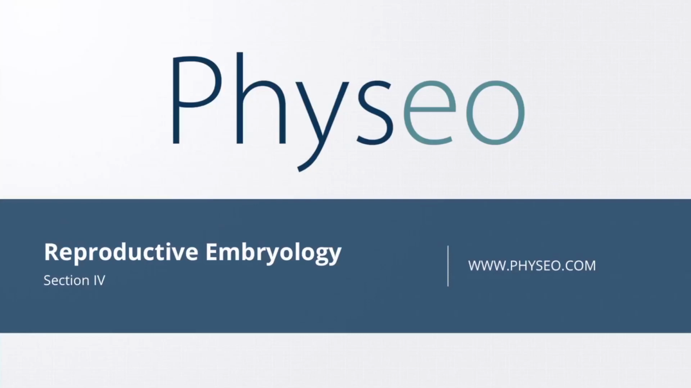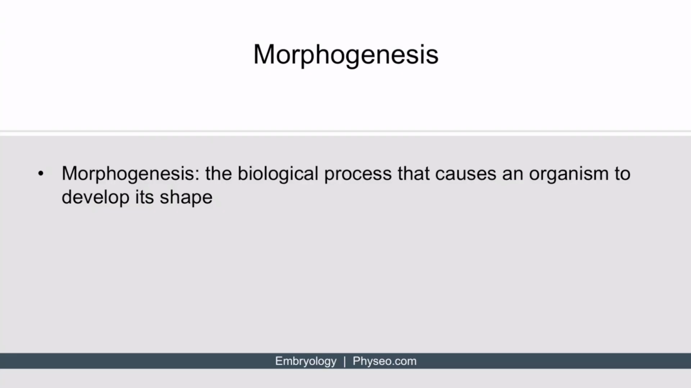Welcome to Section 4 of Reproductive Embryology. In this section, we'll be discussing errors of morphogenesis. Let's get started. Let's start with the definition of morphogenesis.